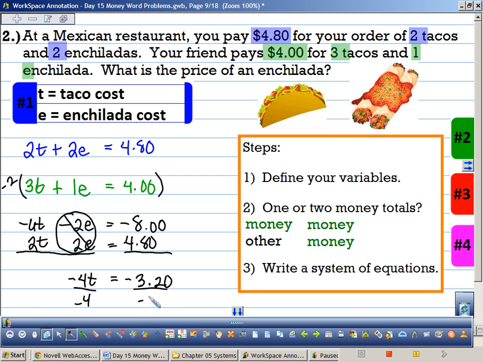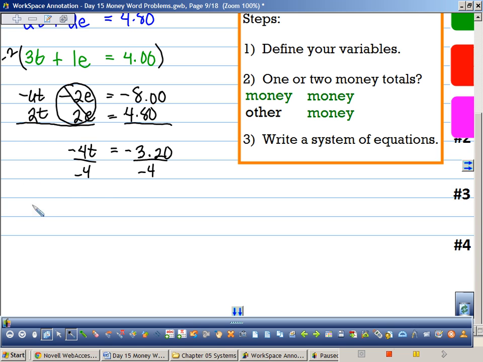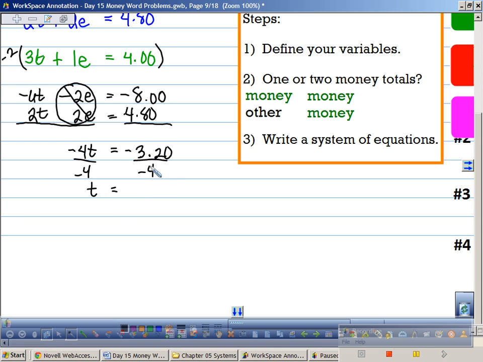Divide by negative 4. Tacos cost, how much is 4? This is negative over negative is positive. 4 times what makes 32? 8, right? So it's not going to be 8 cents, it's going to be 80 cents. So tacos are 80 cents. So how do I find how much enchiladas are? Substitute. Good. So if I were to substitute 3 tacos, which are 80 cents, plus an enchilada equals $4, how much is 3 tacos?